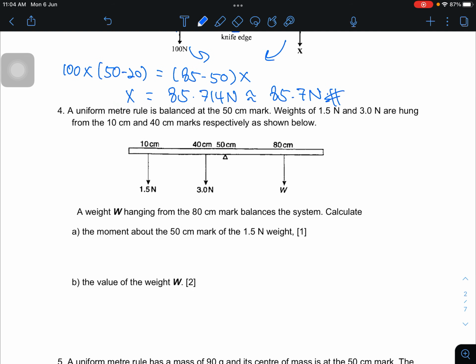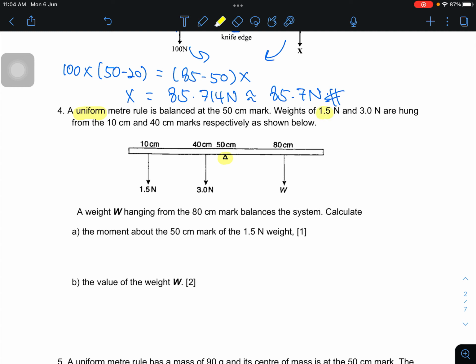Okay, question 4. A uniform meter rule. Usually I'm going to highlight that uniform means the weight will act at the 50 cm mark. In this case, because the pivot is also at the 50 cm mark, the weight of the ruler will not create any moment. Balanced at the 50 cm mark.